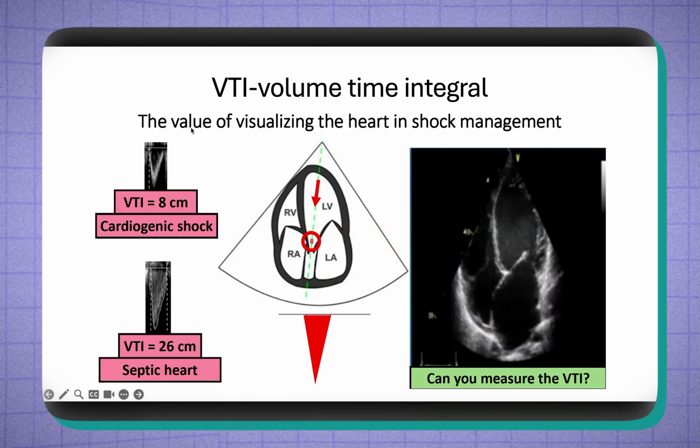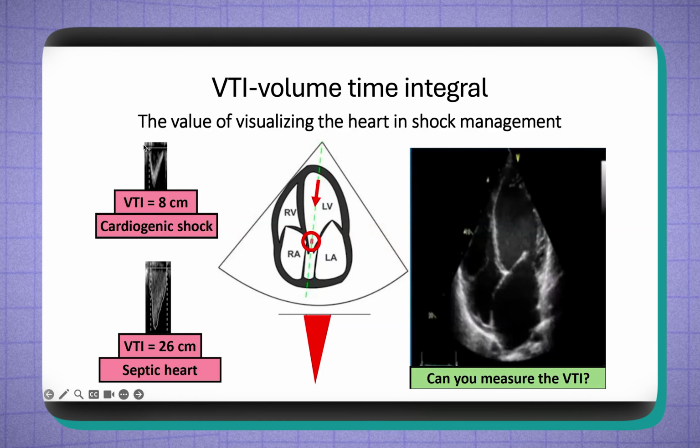The VTI is a velocity time integral. Supposedly there is one RBC at a particular time which moves with a particular velocity, say x. Another RBC moves at a different velocity, say y. So if you combine all the velocities and integrate them over time, you get a velocity time integral.